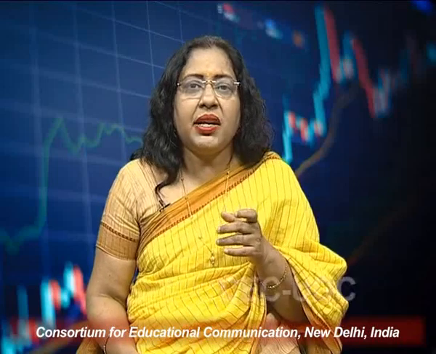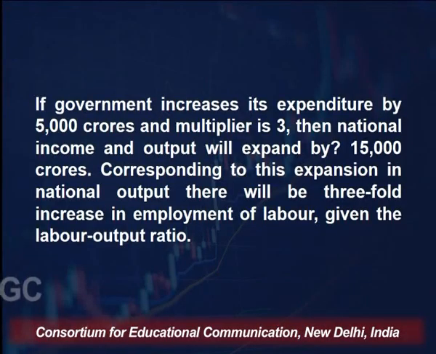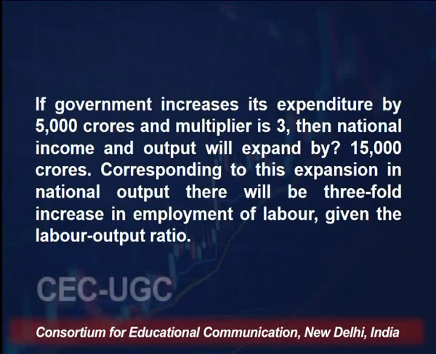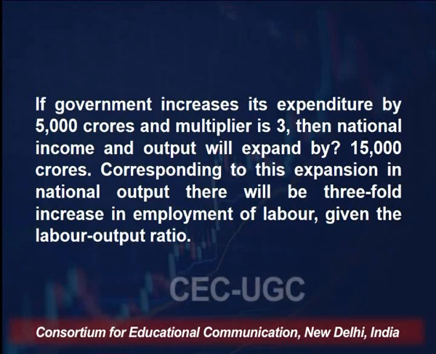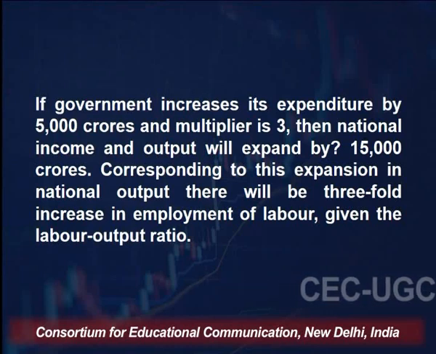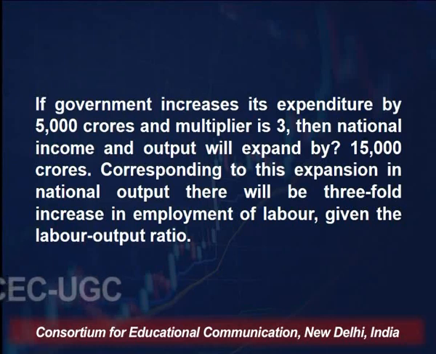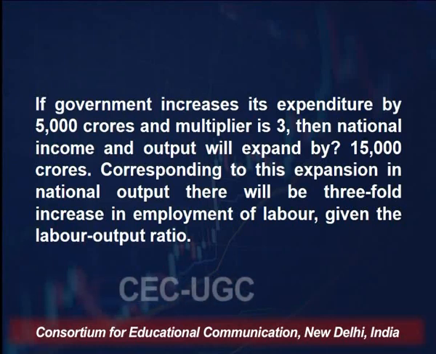Now, if government increases its expenditure, suppose for example by 5,000 crores and the multiplier is 3, the national income and output will expand by 15,000 crore, and corresponding to this expansion in national output, there will be a threefold increase in employment of labor, given the labor output ratio.